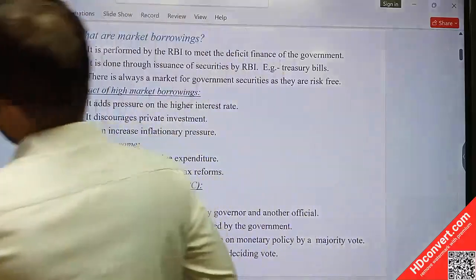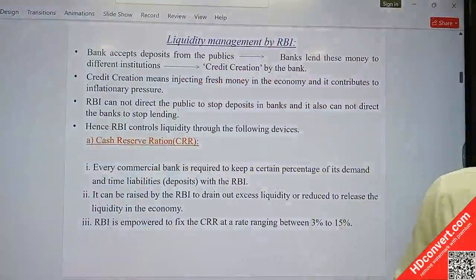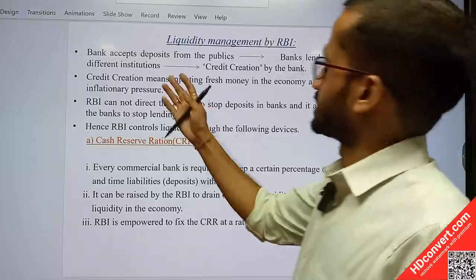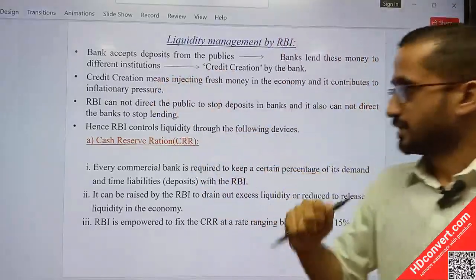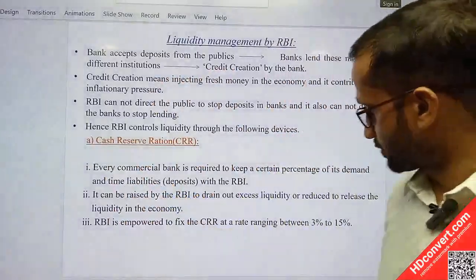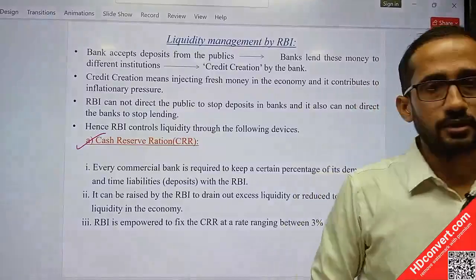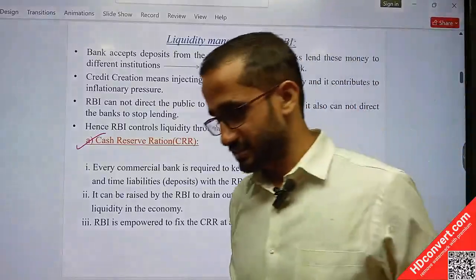and next we will discuss the tools used by the RBI to control this monetary policy. Okay, so liquidity management, I already know what liquidity is. Next, the first one is the cash reserve ratio. The first instrument that is used by RBI to control liquidity is your cash reserve ratio, or CRR, cash reserve. So what is the cash reserve ratio?